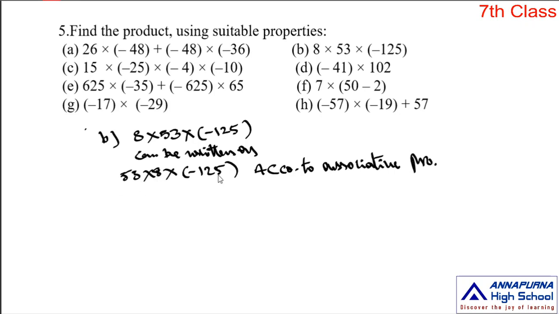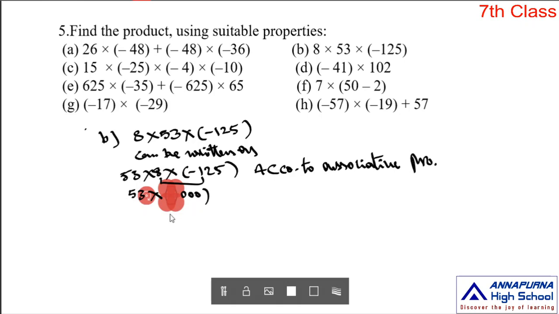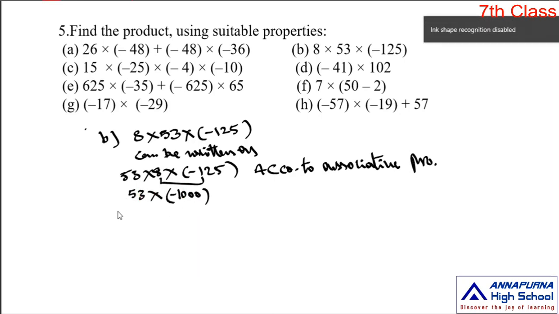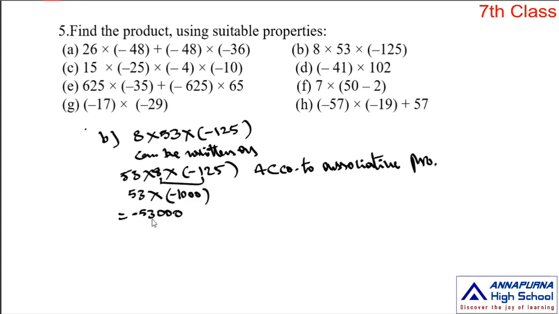8 125s are 1000. It is easier when you multiply any number by 10, 100, 1000, etc., you can put as many zeros as it has. That means 53 into 8 125s. Product of positive and negative is negative, that means minus 1000. So it is very easy to multiply, and at the same time we can make the multiplication easier. 53 thousands are 53,000. Again, product of positive and negative is negative, that means minus 53,000. That's all.